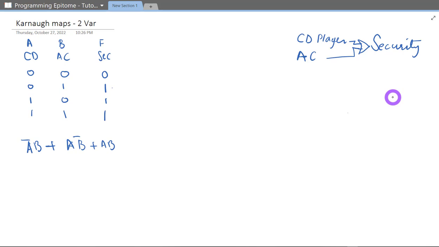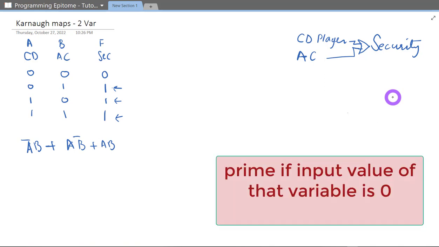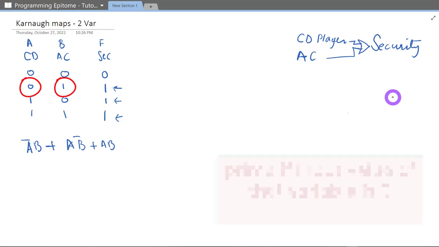In min terms, we look for the ones in the truth table, and for each one, we write a term. We write A and B, and when there is 0, we write A prime or A bar, and if there is 1, we just write that variable. So here A was 0, so I wrote A bar, and B. Here A was 1, so I just wrote A, and B was 0, so B prime, and similarly for the next term. These are our min terms. This is basically in the sum of products form.